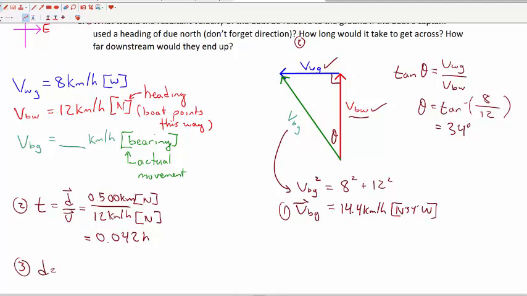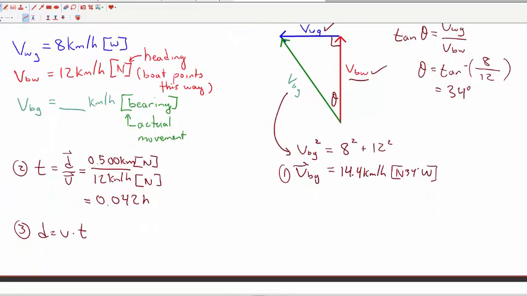Distance is equal to velocity times time. And we want to know how far it went downstream. So if you know the stream's velocity, or in this case the river's velocity, it's going 8 kilometers per hour, and we're in the water for 0.042 hours. Well, we're going to find that. Now, it'd be about 8 times 0.042. So we'd find ourselves downstream about 0.336 kilometers, or about 1/3 of a kilometer.